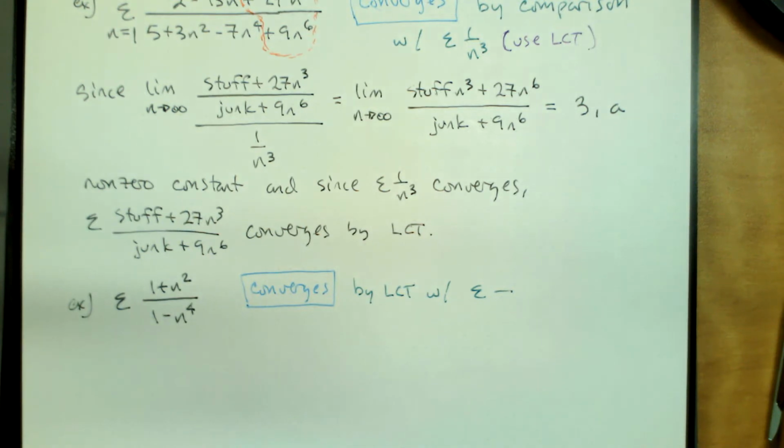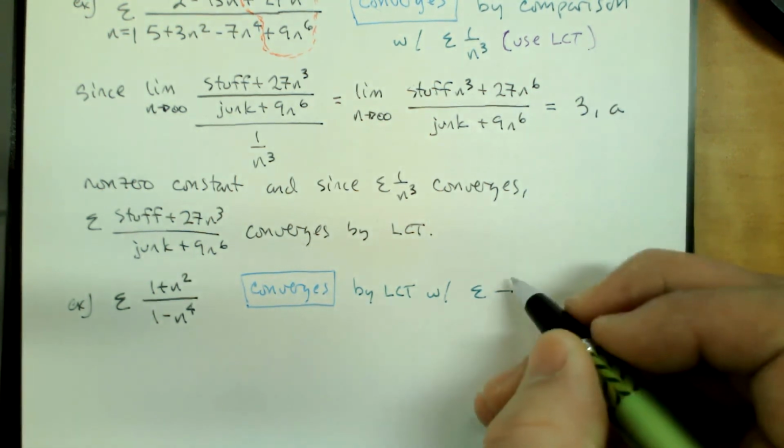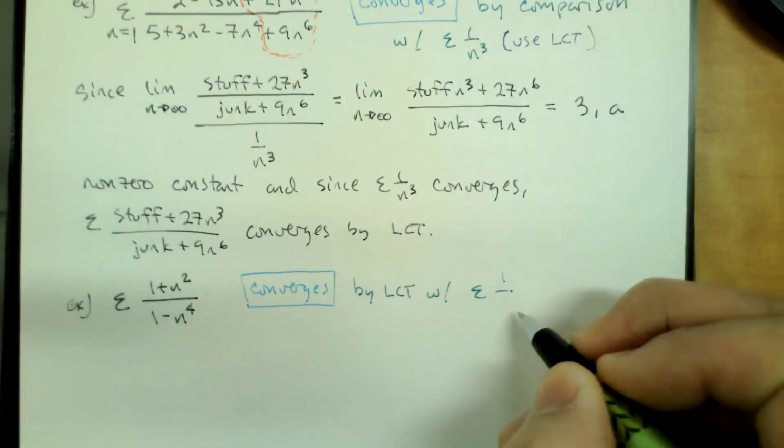Take the biggest term on top, the only important term on top, n squared, over the only important term on the bottom, n to the 4th, and simplify it. N squared over n to the 4th, 1 over n squared. I'm not even worried about the n to the 4th being negative.